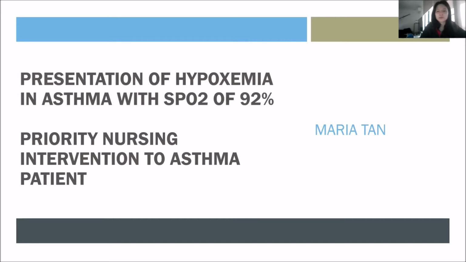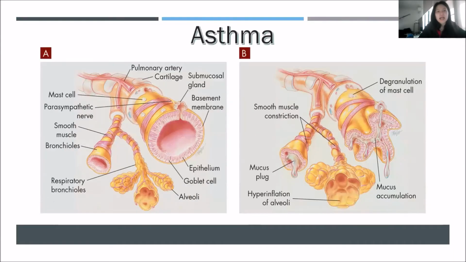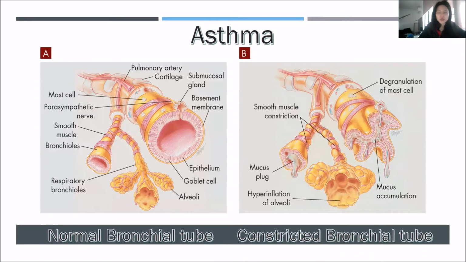The image below shows a normal bronchial tube and a constricted bronchial tube in a patient with asthma. Asthma is usually characterized by chronic airway inflammation that is associated with coughing, wheezing, shortness of breath, and chest tightness, along with limitations in variable expiratory airflow. One of Jackson's clinical manifestations is an SpO2 of 92.